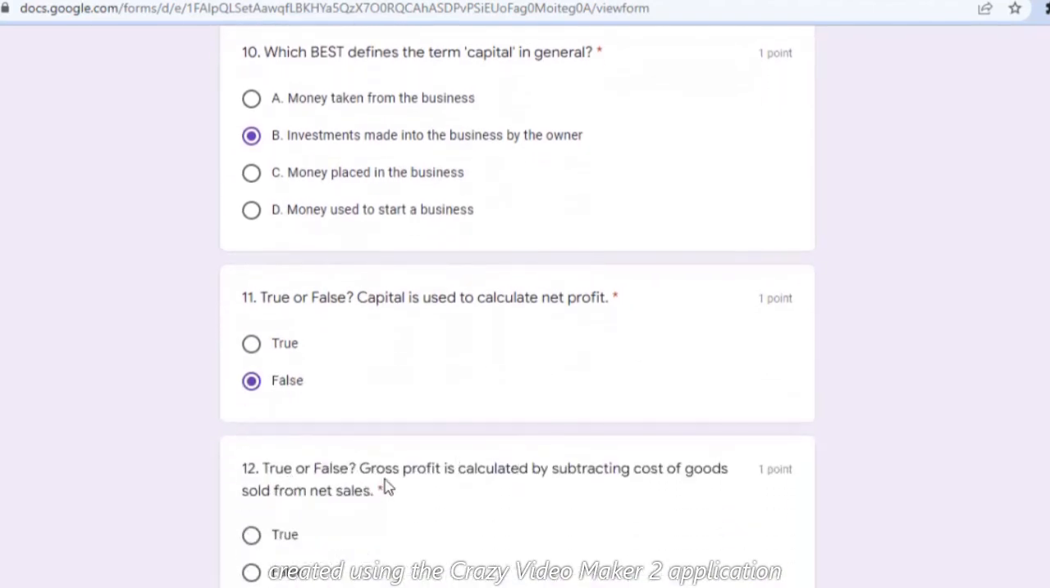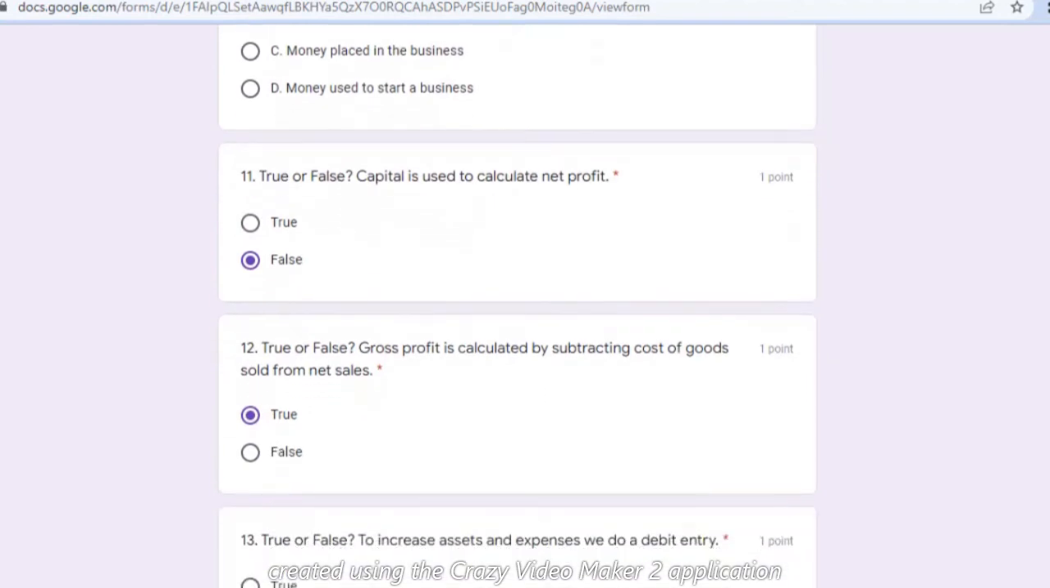True or false? Gross profit is calculated by subtracting cost of goods sold from net sales. Is that true? How do you get your gross profit? They're saying that net sales minus cost of goods sold should give you gross profit, and that is definitely true. If you never knew that, then you need to do some serious revision. Let's move on.